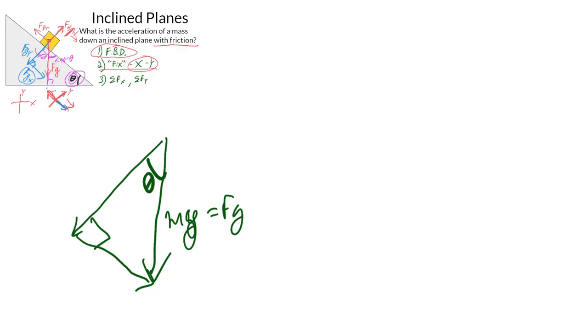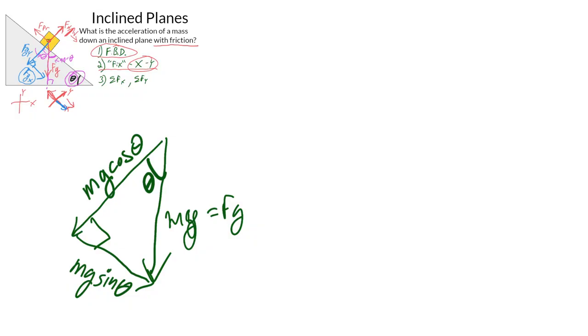And then we just solve our right triangle. So this is the adjacent side right here, so we can write this as MG cosine theta. And then on this side, we're going to write MG sine theta. This is our opposite side.